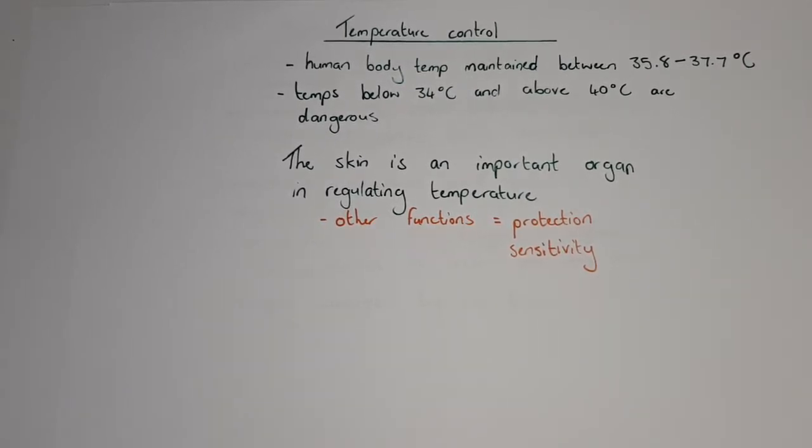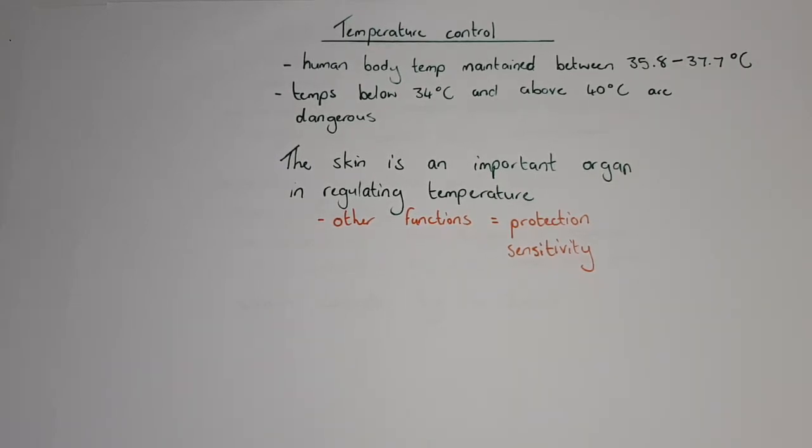So any temperatures below 34 degrees and above 40 degrees are very, very dangerous. So anything below 34 degrees, our enzymes become way too inactive and all the body processes slow down. And anything above 40 degrees, our enzymes denature and everything stops working. So the main organ that controls our temperature is the skin.